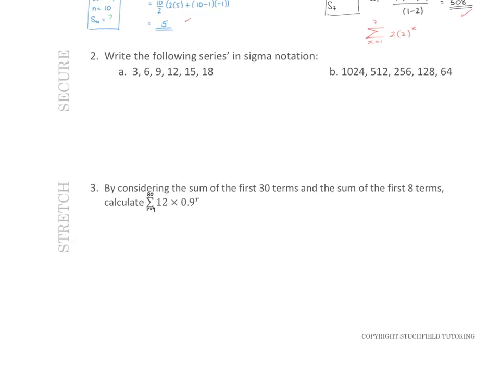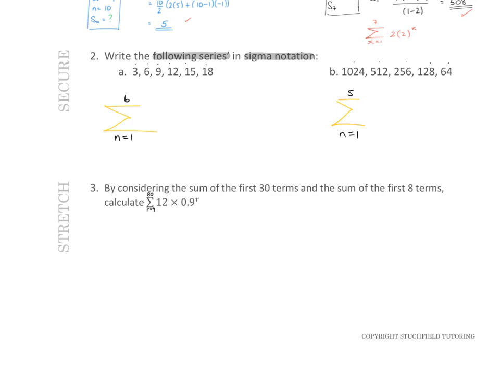Okay, question 2. Write the following series in sigma notation. So sigma notation is always going to start with the sigma here and here. Now, the next thing we have is the number of terms. So this has 1, 2, 3, 4, 5, 6 terms, so we can assume that it starts at 1 and goes to 6. And this one goes to 5.